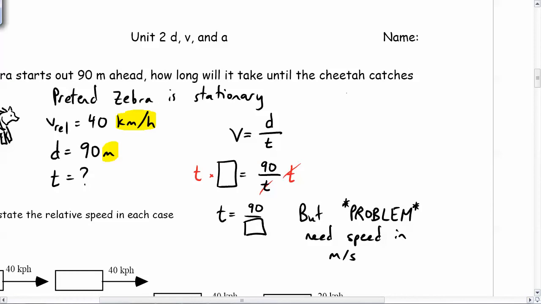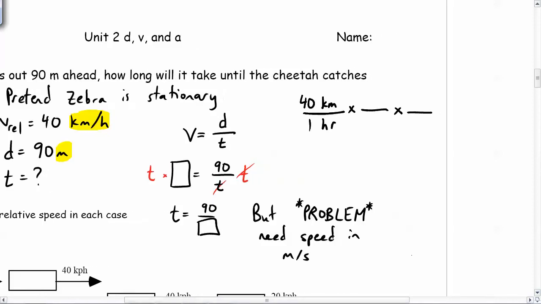So let's just do that on the side here. I'm going to take my 40 kilometers per hour, just means in 1 hour. 40 kilometers per hour means 40 kilometers in 1 hour. And now I need to multiply by a whole bunch of unit conversions in order to change it to meters per second. So let's see, I need to get rid of kilometers. Kilometers is on the top, so I need it on the bottom. And that can change to meters.